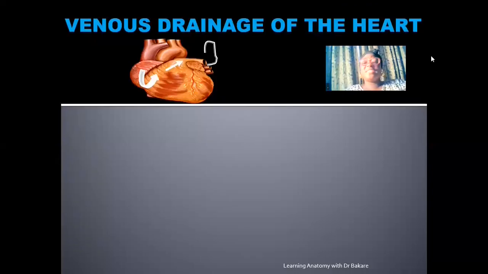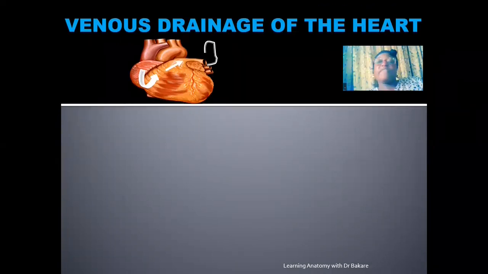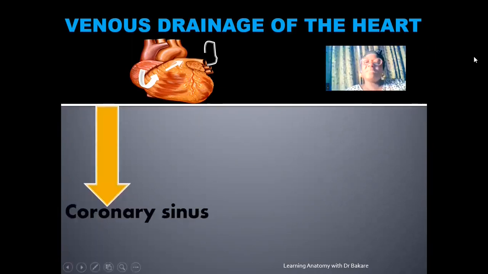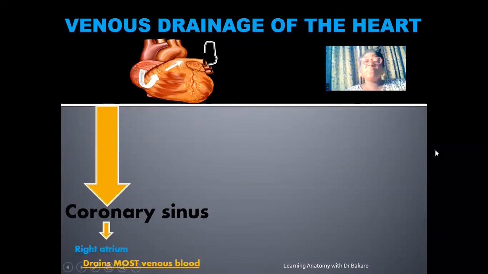For the venous drainage of the heart tissue, it takes up three routes. The first route, and also the major route, through which the majority of the cardiac veins will drain through, is the coronary sinus. From the coronary sinus, it is then further collected or drained into the right atrium. This is where most of the cardiac veins drain into. This is the major part of the venous drainage of the heart.